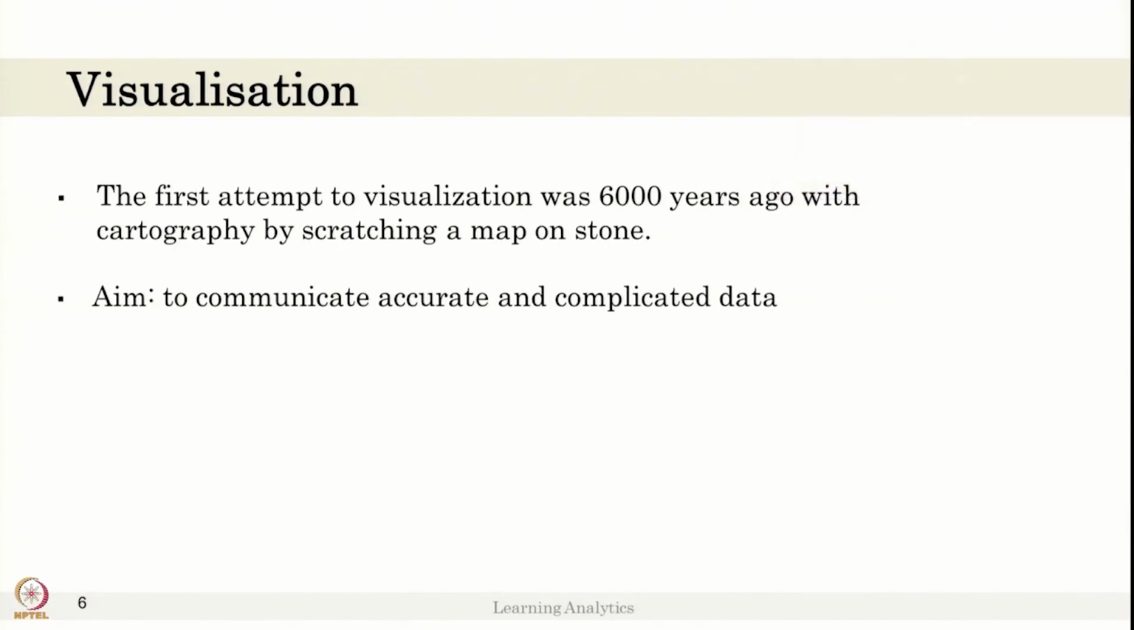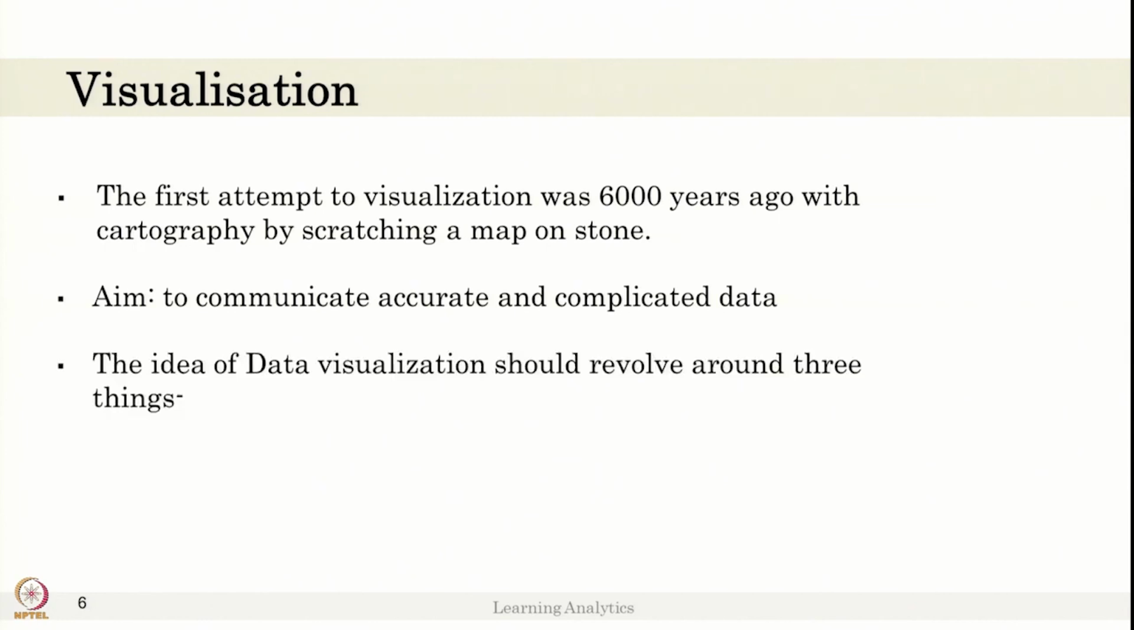So, what is visualization? It did not start now. The first attempt at visualization was 6000 years ago with cartography, by scratching a map on stone. The aim of visualization is to communicate accurate and complicated data in a format the user can understand easily. If you have complicated data in a table, with comparisons and a lot of inferences within it, it is tough to communicate with the end user. The aim is to communicate this complicated data in an easier representation so that the user can get the inference easily.